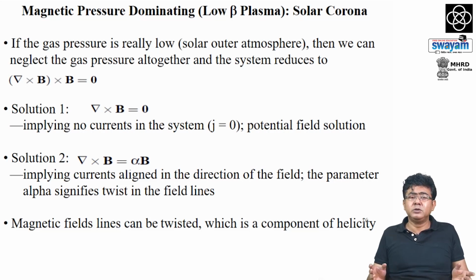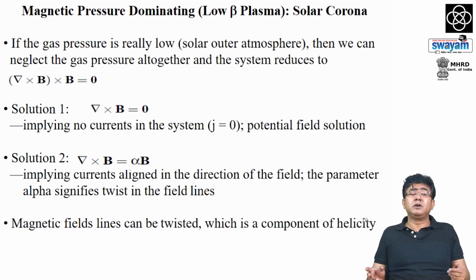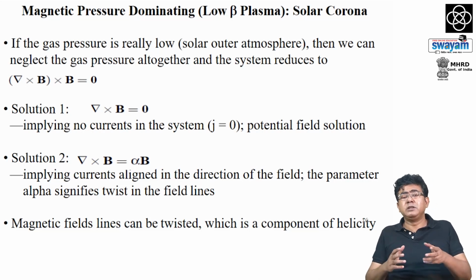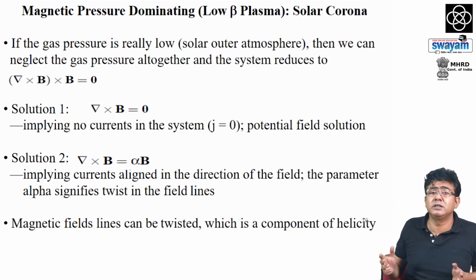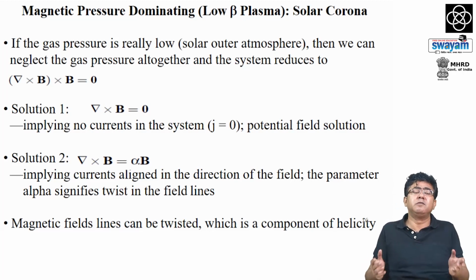The two possible solutions to that equation, curl of B cross B is equal to 0. The first is the trivial solution that curl of B is equal to 0. Now, if you remember Ampere's law, curl of B is equal to μ0 J, which implies that if curl of B is equal to 0, this system does not host any currents. So, this is a current free system. This is also known as the potential field solution to the system, right. So, you would expect then that the minimum energy configuration, which is in equilibrium in outer atmospheres of stars like the sun, could be like a potential field solution, which is governed by curl of B is equal to 0, right.